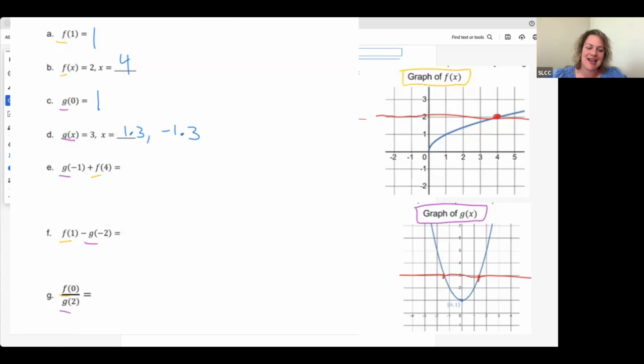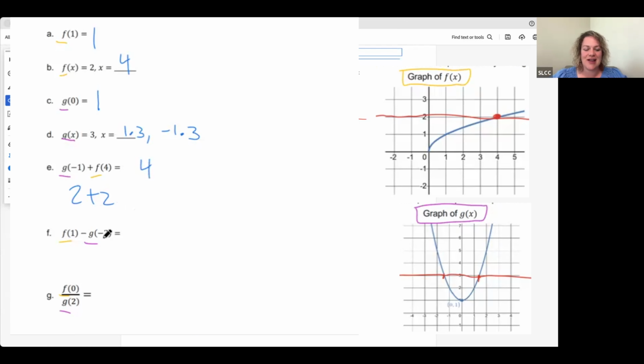All right, let's look at the next one, g of negative 1. So negative 1 is the input value. What's the corresponding output? So I go to the g graph, I look at negative 1, and the output is 2. So this would be 2. And then I look at f of 4. So the input is 4 on the f graph, and the corresponding output is 2. So 2 plus 2. So for letter E, the answer is 4.